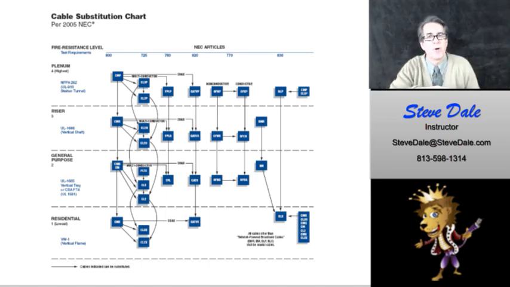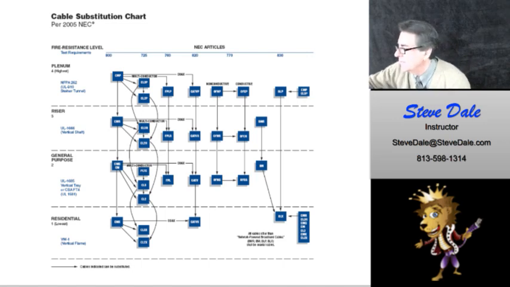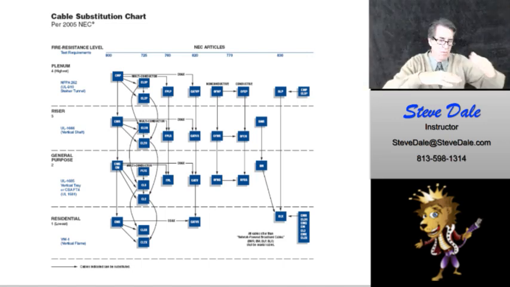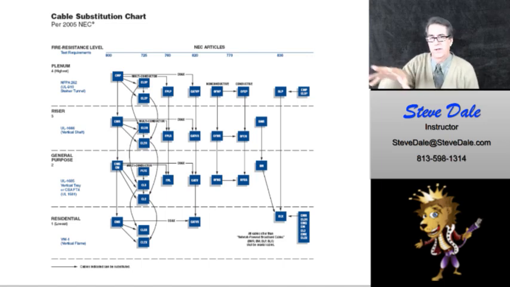Or if it's just a general purpose cable, which is below riser, you can put a riser cable in there. You can put a plenum cable in there too. It's fine. But you can't put a residential cable in a general cable or underfloor carpet cable, depending upon the code. So these are your article numbers.